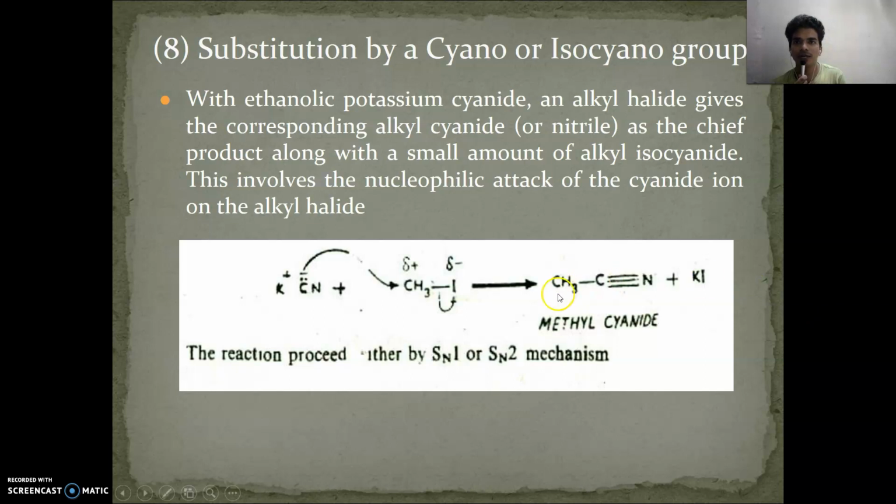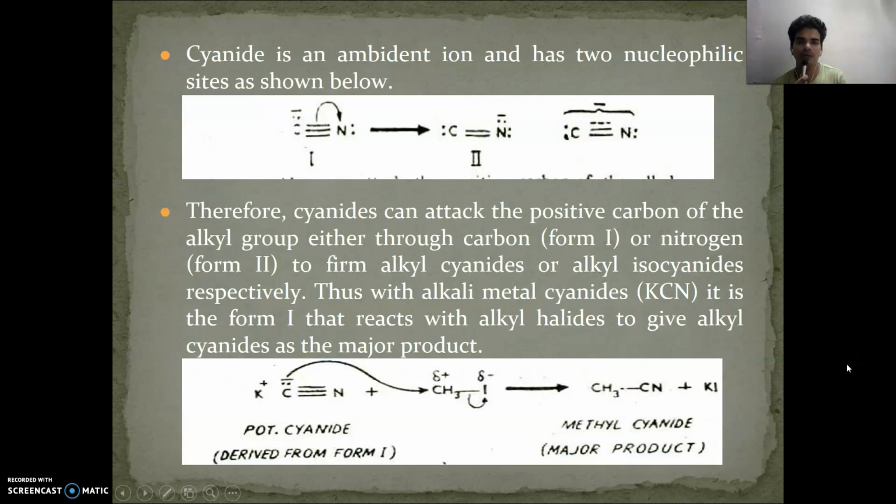cyano or isocyano group. When ethanolic potassium cyanide reacts with an alkyl halide, it gives the corresponding alkyl cyanide or nitrile as the major product along with a small amount of alkyl isocyanide. This involves nucleophilic attack of the cyanide on this alkyl halide. So potassium cyanide with alkyl halide will give methyl cyanide. This reaction proceeds by the SN1 and SN2 mechanisms.